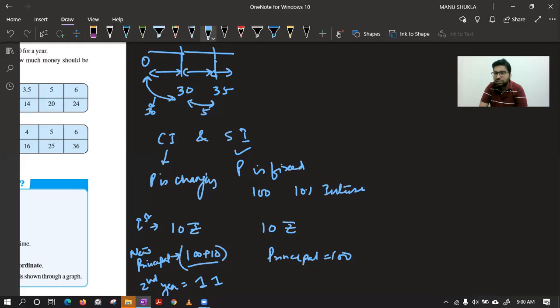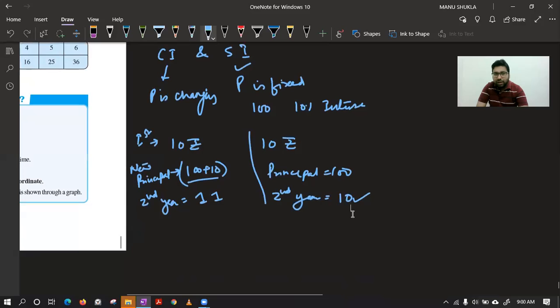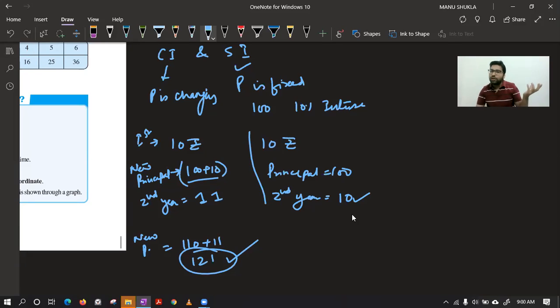But in this case of SI, Rishita, in the second year also we will get the same interest, that is 10 rupees, because the principal is the same. In SI we will not change the principal. Now Rishita, you can see again the principal will get changed. The new principal for the third year will be 110 plus 11, that is 121. So here now the principal became 121 and there it is similar 100 only. So this is the concept of SI and CI.